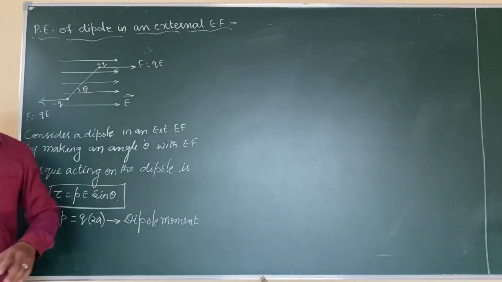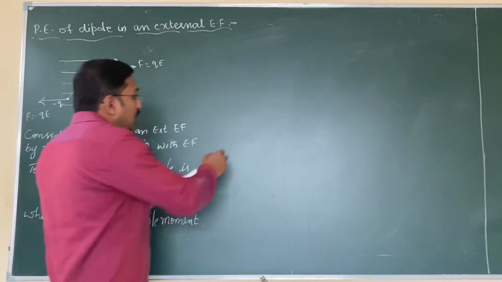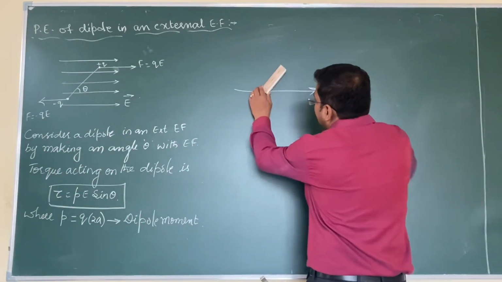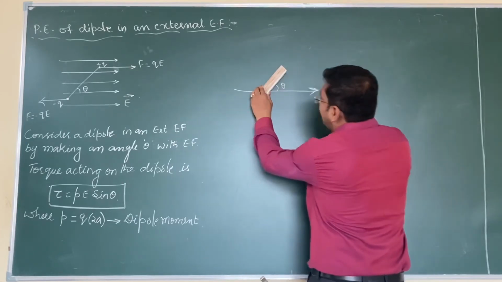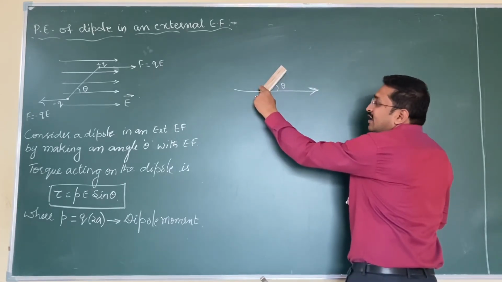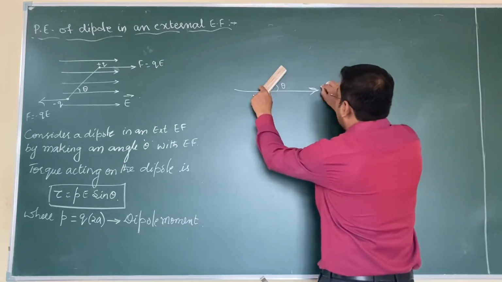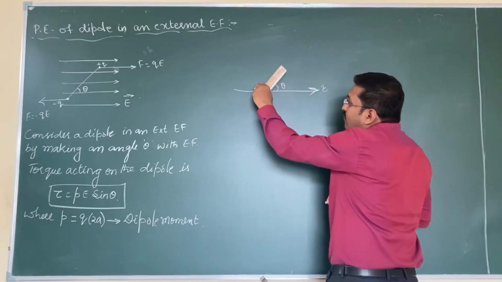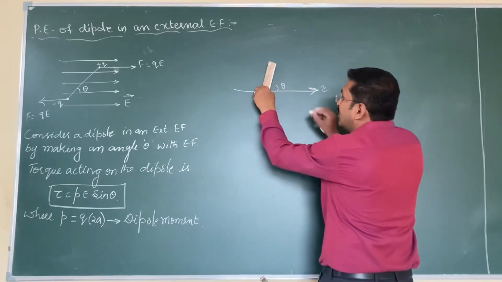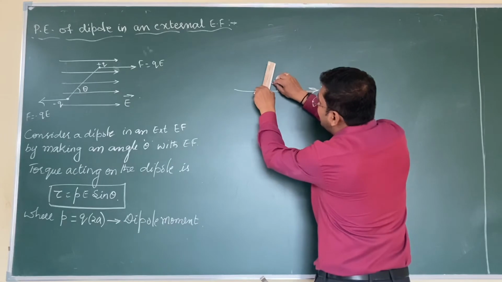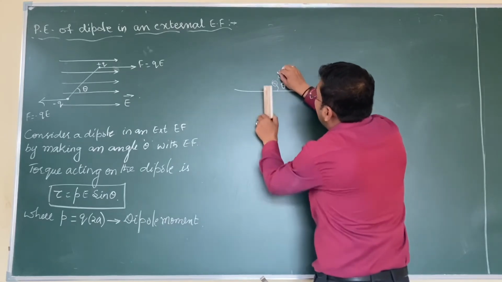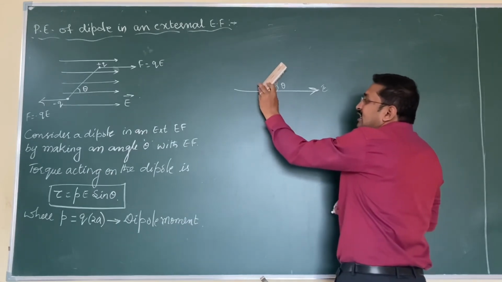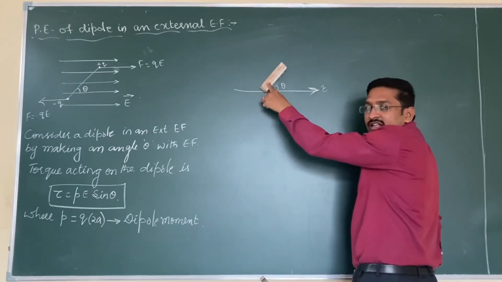Now see here, this is the direction of the external field. Assume that this is a dipole. The dipole makes an angle theta with the electric field. Here there is plus q and here there is minus q. So when you rotate this dipole through some distance, assume it moves an extra angle d theta. Basically the dipole is in this position making an angle theta. See here.